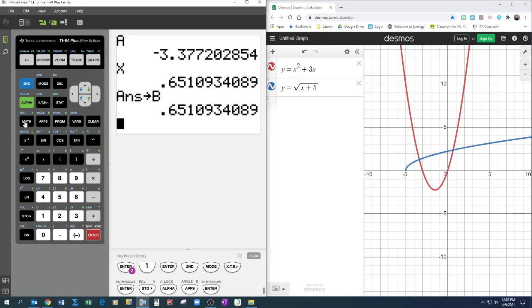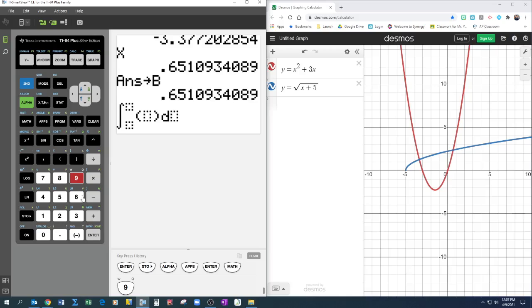So now if I want to do my definite integral, I'm going to do math 9. Remember, my lower limit is A, so I can actually hit just alpha A, and it knows that I want the negative 3.377. Move up to the upper limit, alpha B, and now for my integrand, remember the trick that I showed at the end of the previous lesson.